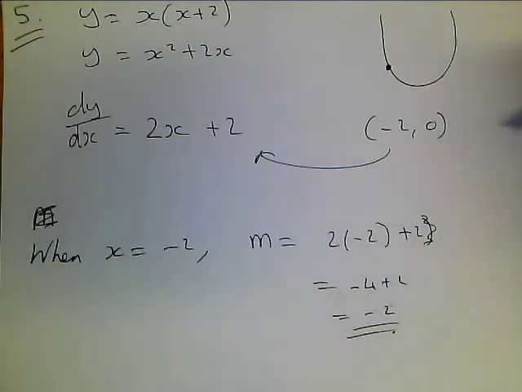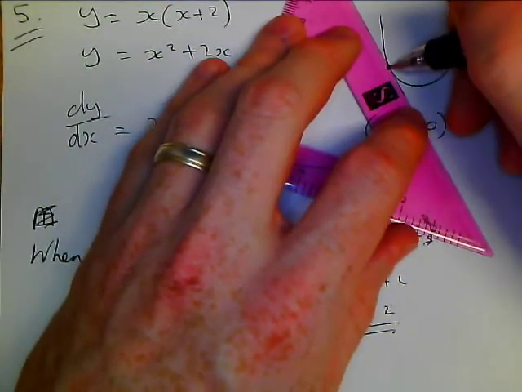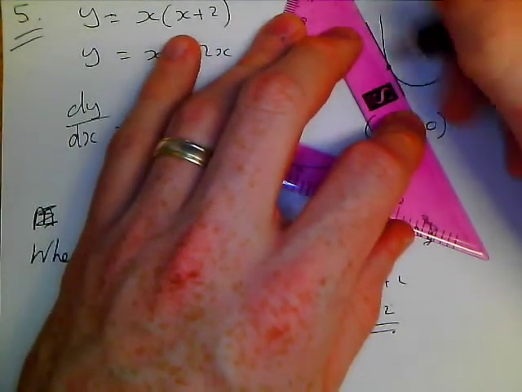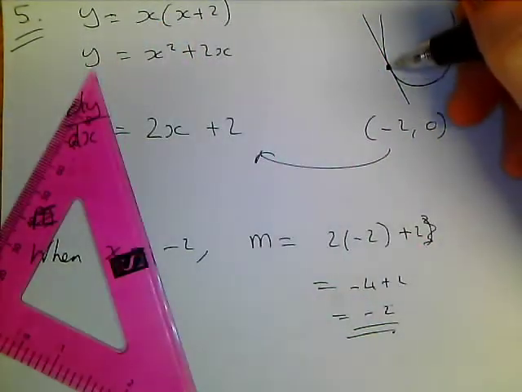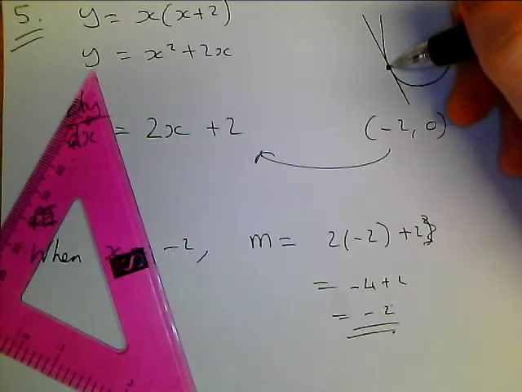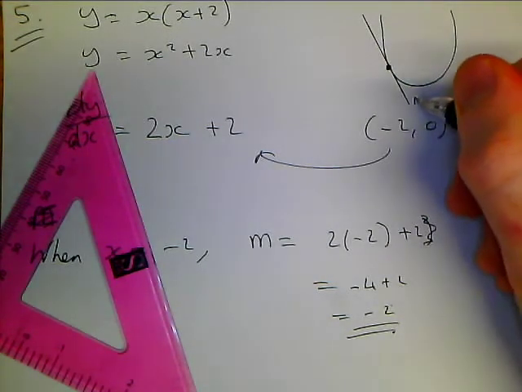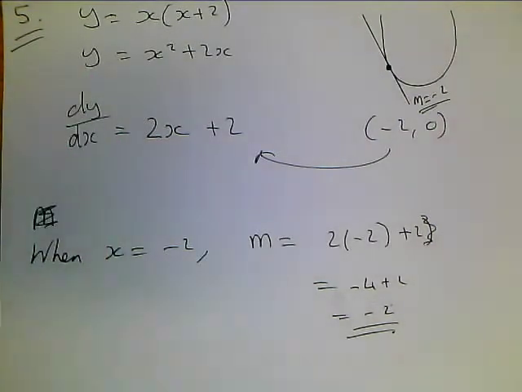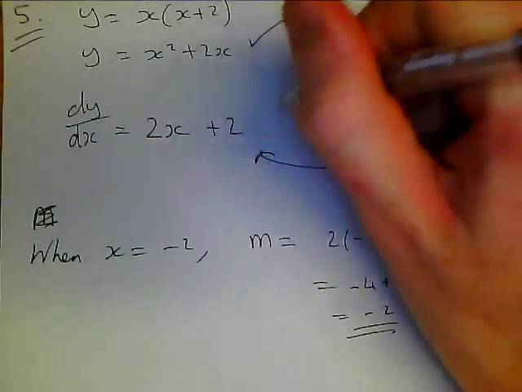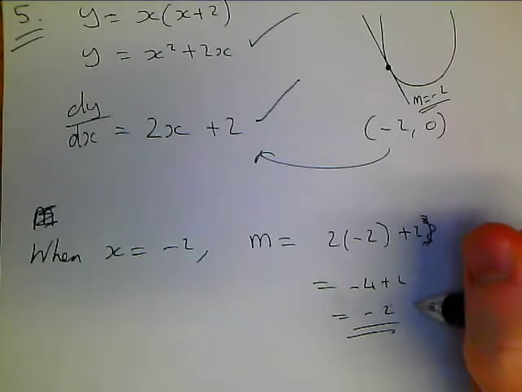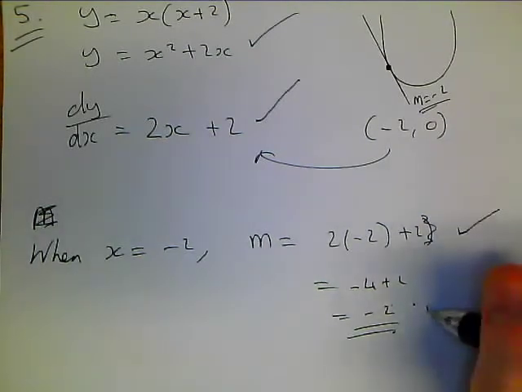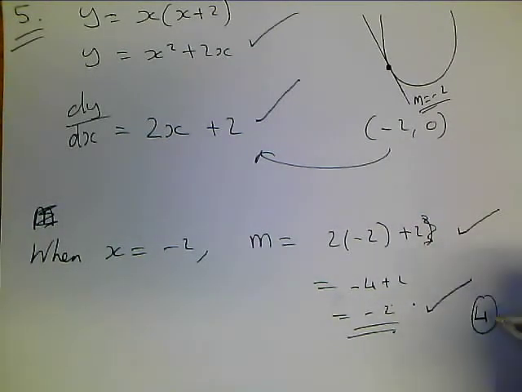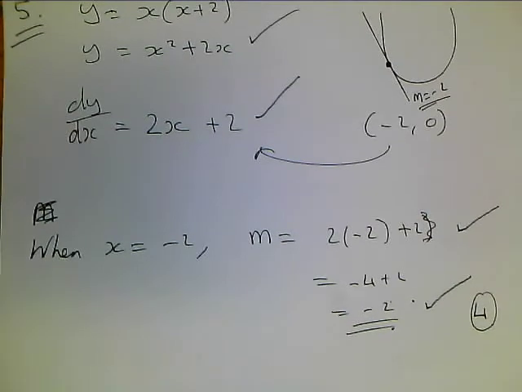What does that mean in terms of this tangent? Well, if we drew a tangent to it, and remember the tangent touches it at just that point, that means it too has a gradient of minus 2, because at that point the curve's gradient is minus 2. So what we're saying, 1 mark for expanding the brackets, 1 mark for differentiation, 1 mark for substitution, and 1 mark for your gradient. So it's 4 marks altogether there, people.